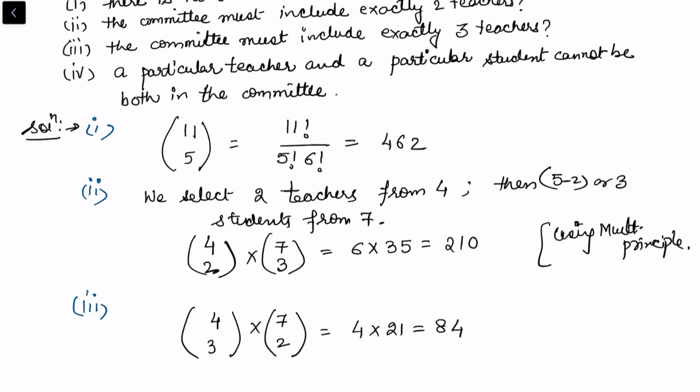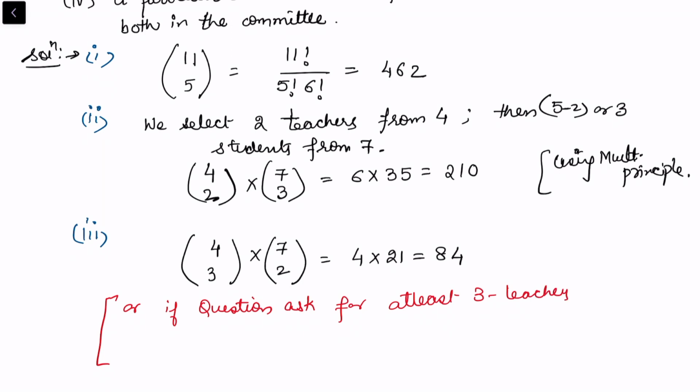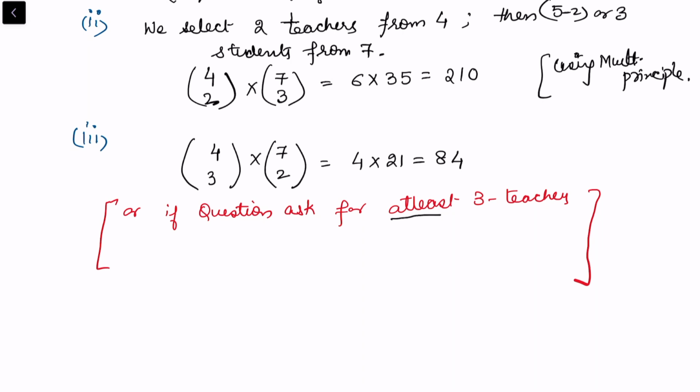And suppose in this third part, instead of exactly, if the question asked for at least 3 teachers. In this case, in total there were 4 teachers. So either they can have 3 teachers or they can have 4 teachers, because I am asking for at least. If there are 3 teachers, we will have the same case, 4C3 into 7C2, and this becomes 84.